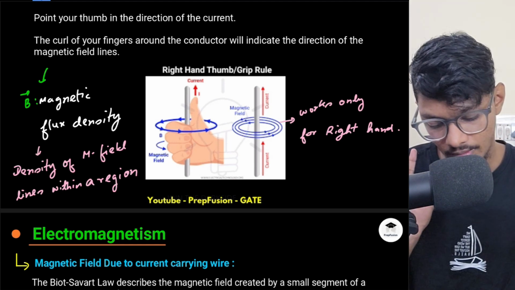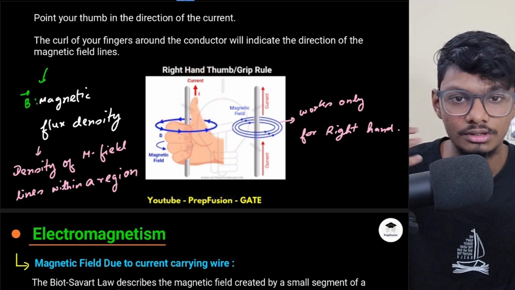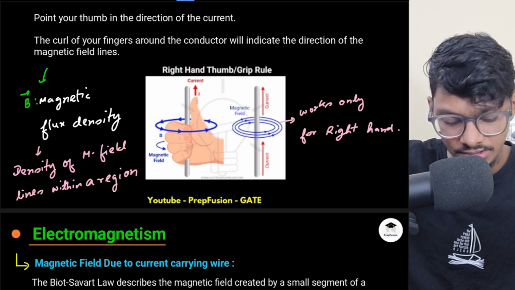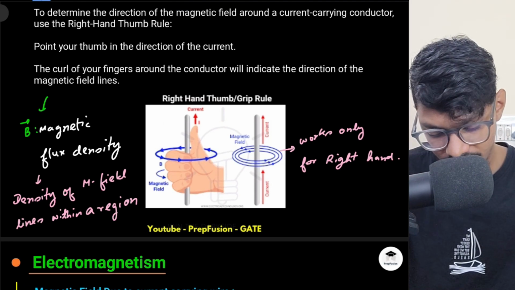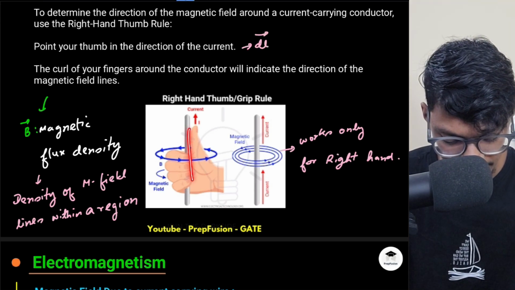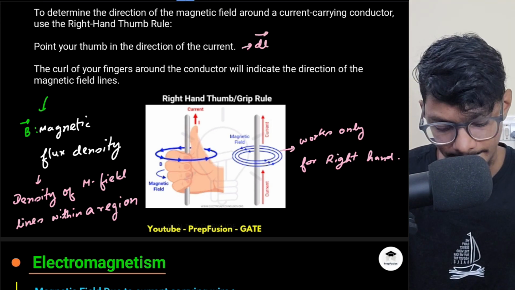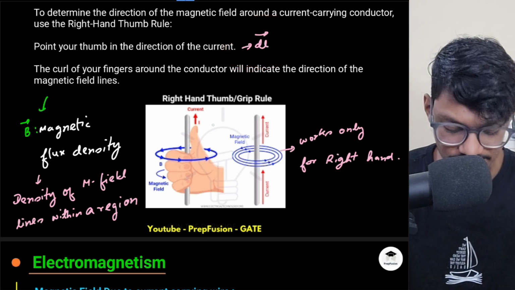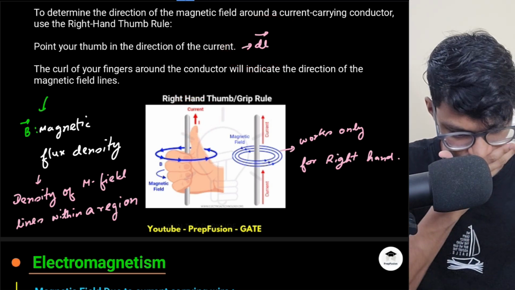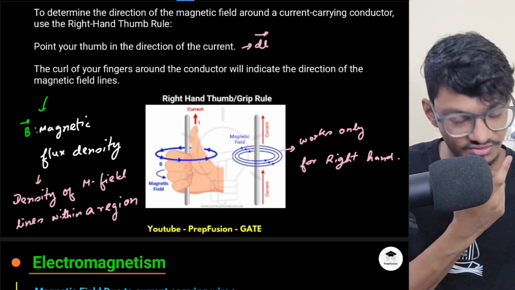Another thing is, as current is not a vector quantity, we choose another element. We'll choose a vector quantity dl, and that dl will be in the direction of the current itself. As current is a tensor quantity, not a vector quantity, we cannot choose current as a vector, because vectors are required.